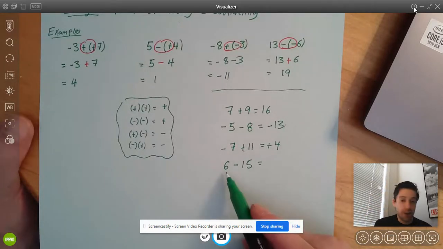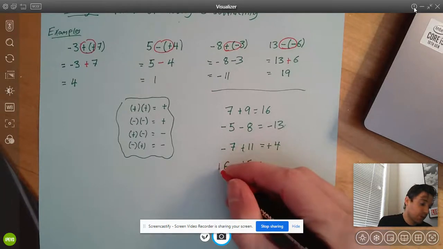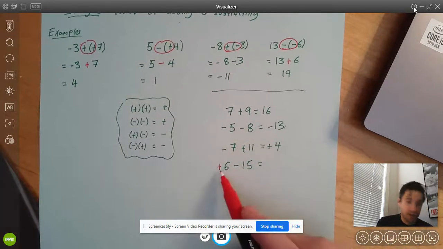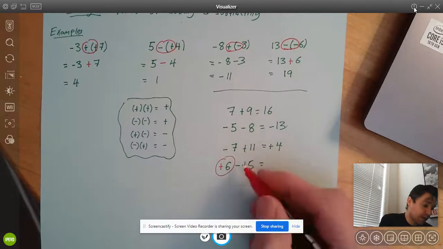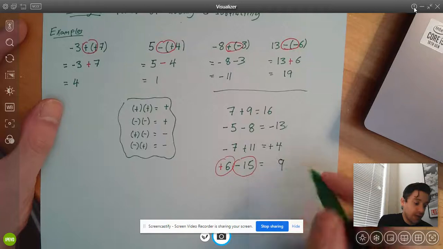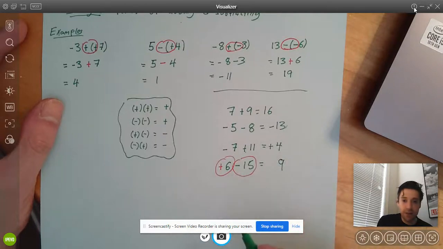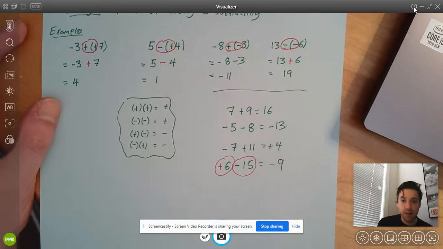Same thing here, I've got a positive 6. So if you don't see a sign in front of a number, we assume that it's positive. Remember that the sign in front of a number is part of that number. So we've got a positive 6, I've got a negative 15. If I'm adding them or combining those together, again, the magnitude of my answer is going to be 9, the difference between 6 and 15. But this time the negative outweighs the positive, so my answer will take the sign of a negative.